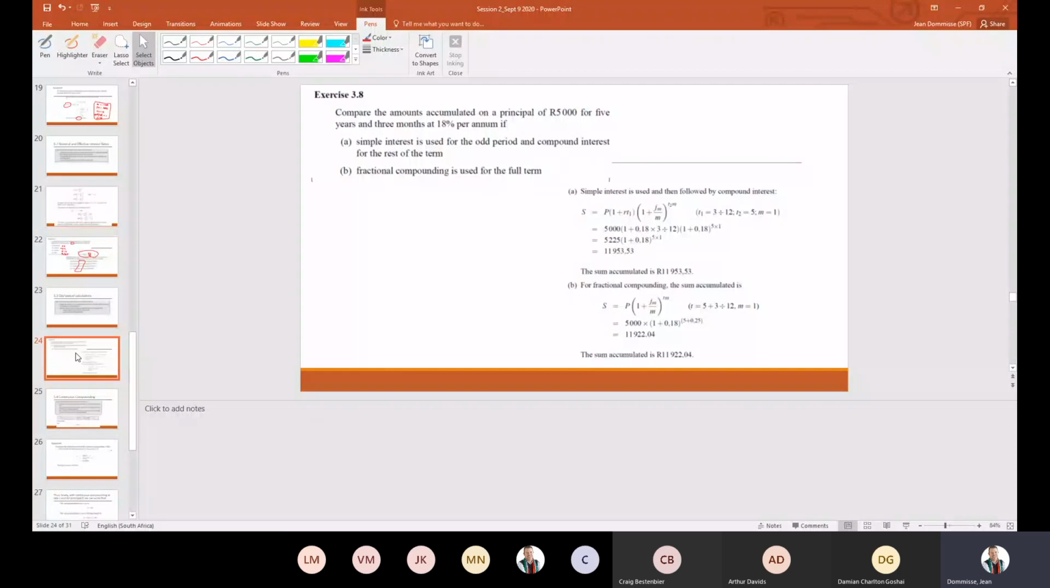So for the simple interest part, you will still need to use your simple interest formula. So let's quickly look at it. It is the 5,000. Your simple interest formula is that, so let's quickly look for 5 years and 3 months. So the 3 months would be your odd period.